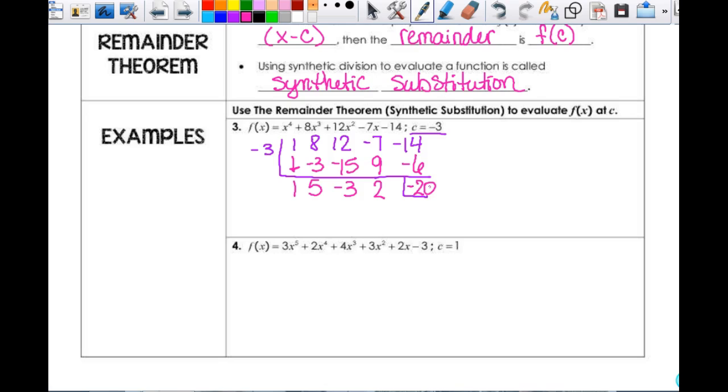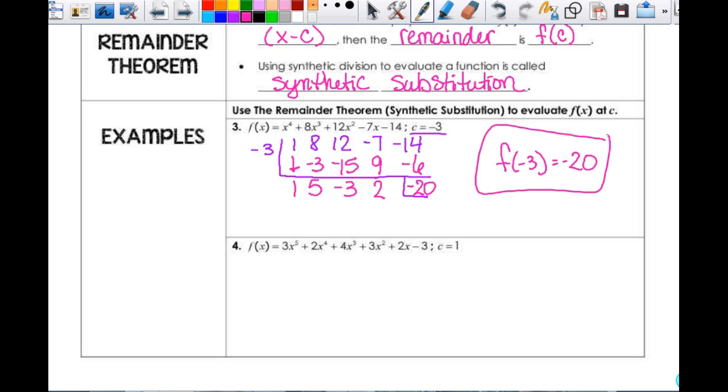So what that tells me is that it doesn't divide out evenly, right? But it tells me that since I used this negative 3, f of negative 3 is equal to negative 20. Okay. Everybody agree with that? Easy enough? If you can do synthetic division, you can do this. You're just using it for a different purpose. All right, so flip it over on the back, because we're not going to do every single example because we don't need to.